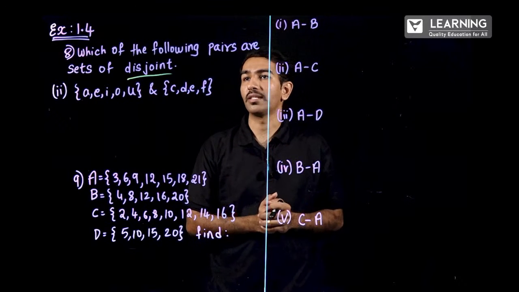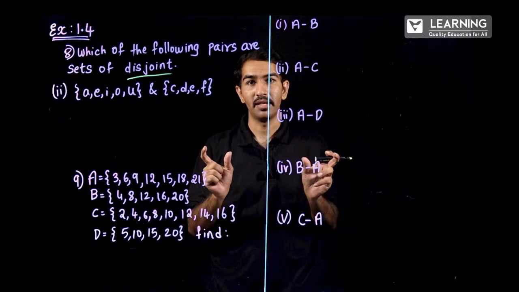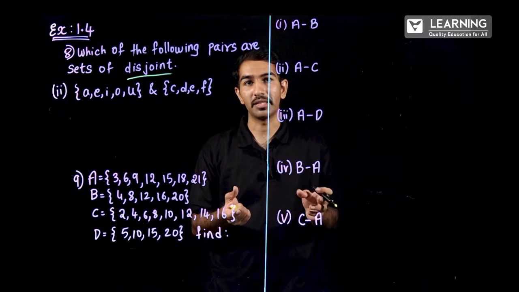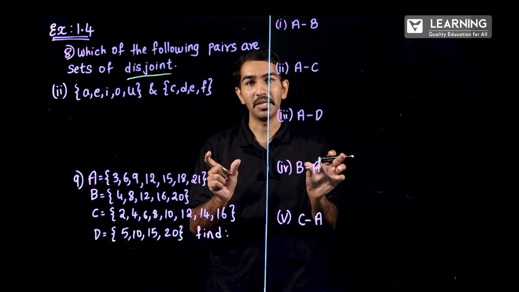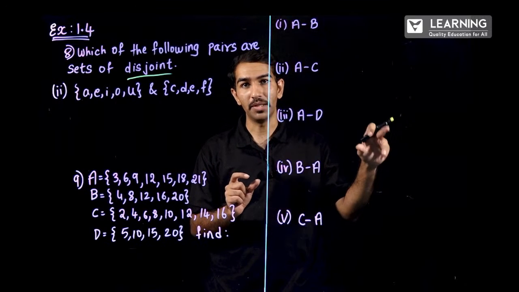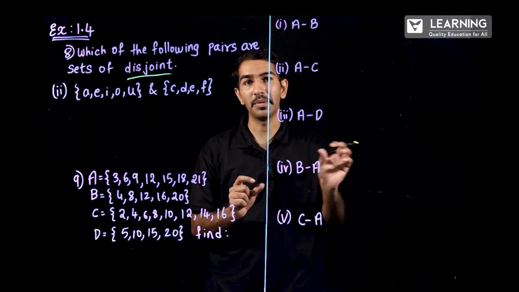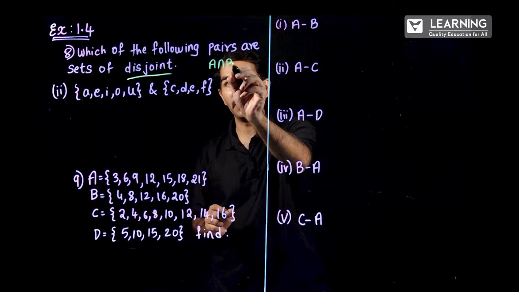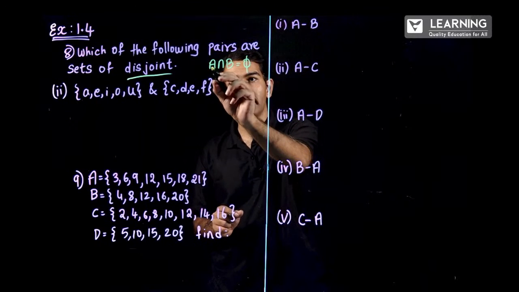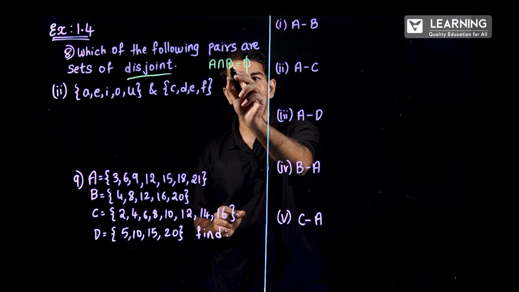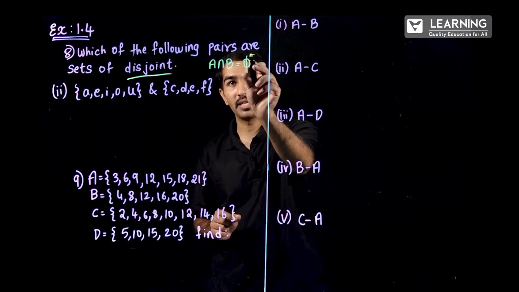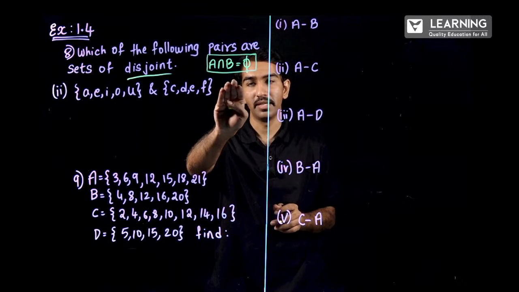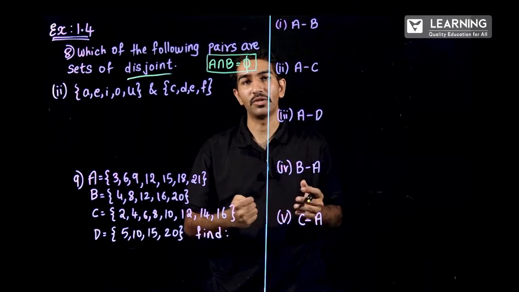So what is the meaning of a disjoint set, students? If you take any two sets and you find the intersection between them, and if there are no common elements in both the sets, that will be equal to what? That will be equal to null. Means there are no common elements between these two sets. So if the condition A intersection B is equal to the empty set, it means there are no common elements between sets A and B. This condition is called disjoint sets. If any two sets satisfy this condition, then set A and set B are called disjoint sets.